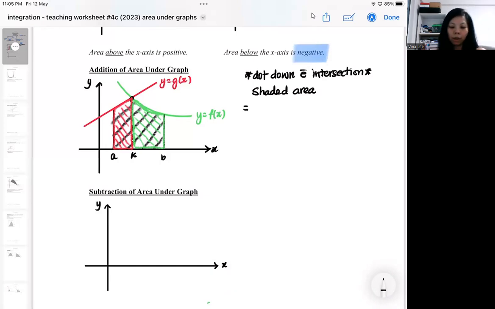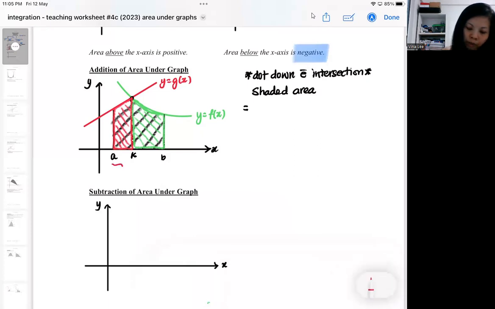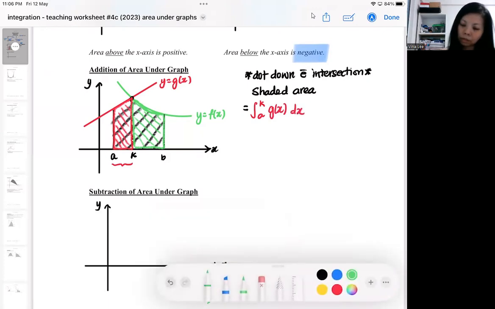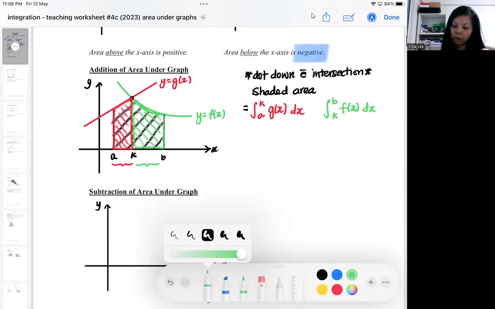So how do I get the red area? The red area will be, these will be the two walls of the red area. So it will be the definite integral of KAGX. For the green one, it will be from here to here. So the definite integral is BK FX. And then you add them up.